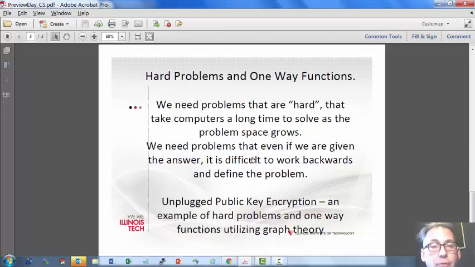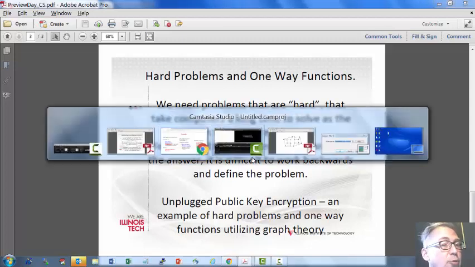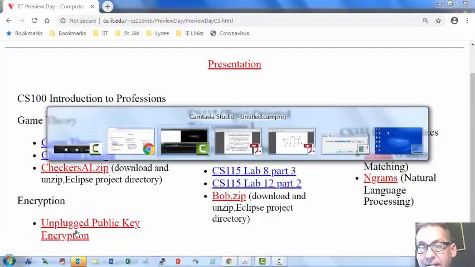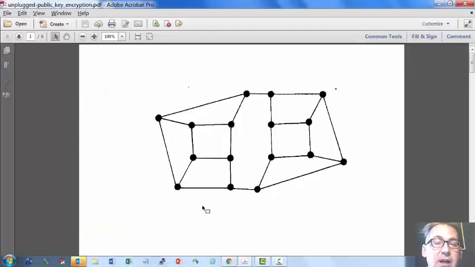So if you go to the web page in the link, there's one handout here on encryption, unplugged public key encryption. This is what it looks like. This is the public key that I put out. This is a graph. A graph is a set of vertices and edges. I will show you how to encrypt some data in this public key, and we'll see that it's a one-way function and it's a hard problem also.